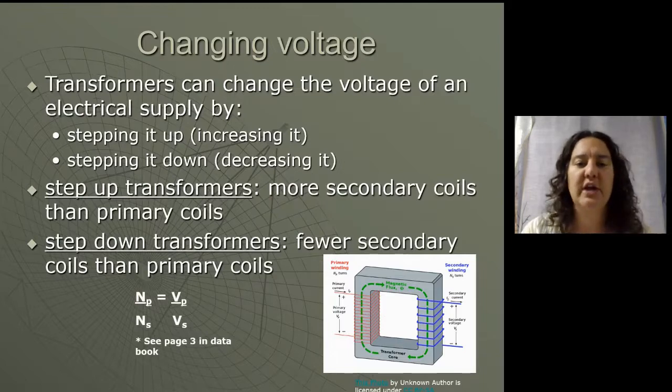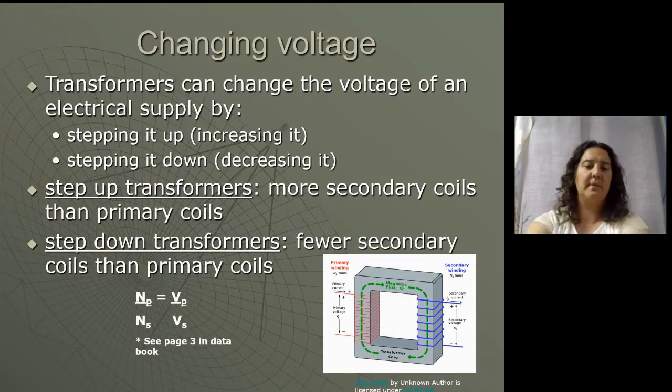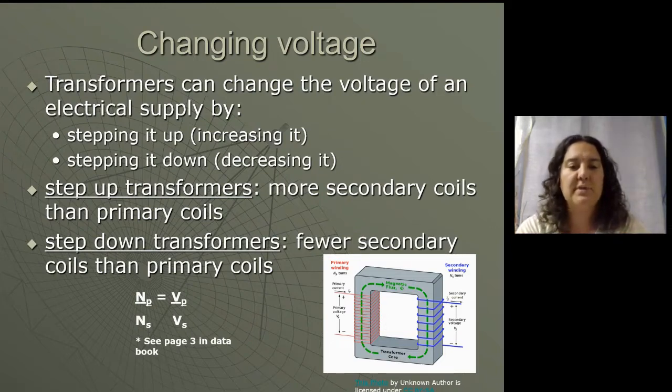So transformers can change the voltage of an electrical current supply by stepping it up, which would increase it, or stepping it down and decreasing it. Now this happens before electricity enters your house. Step up transformers have more secondary coils than primary coils, and step down transformers have fewer secondary coils than primary coils. Our transformer equations are all in our data booklet on page 3.